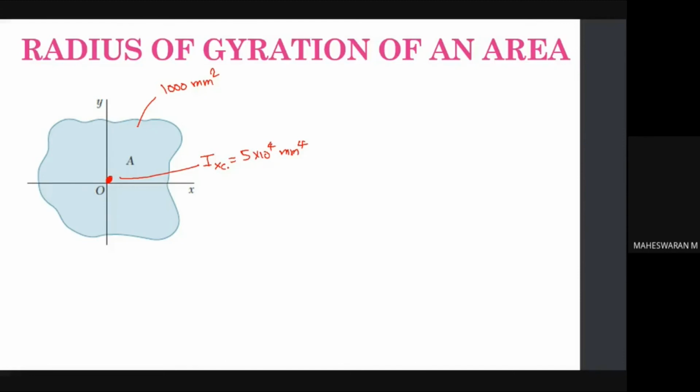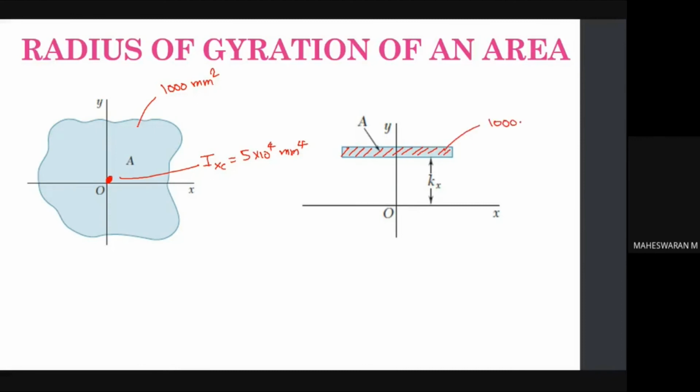Now, let me imagine I am having this area as a strip, as a rectangular shape. Let me consider the area is the same, 1000 mm square. Now my question is, for this rectangle, where the centroidal location is here, which is Ixc, will you get the same 5 into 10 power 4?